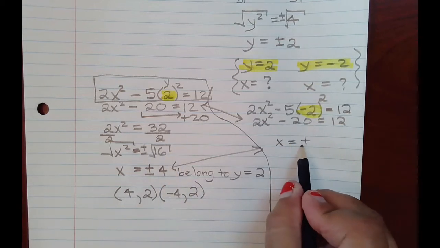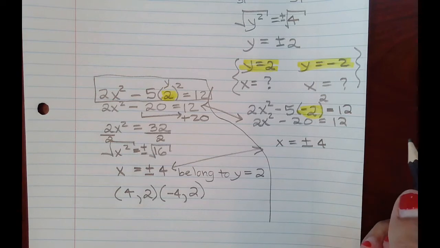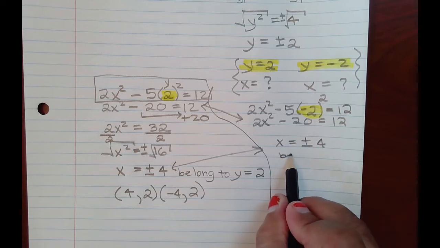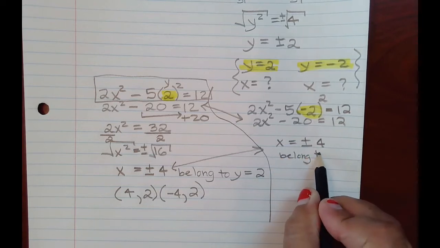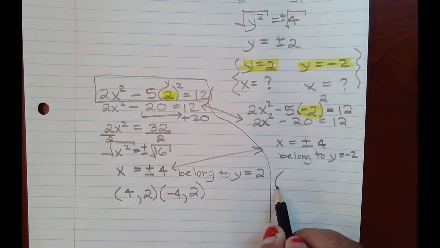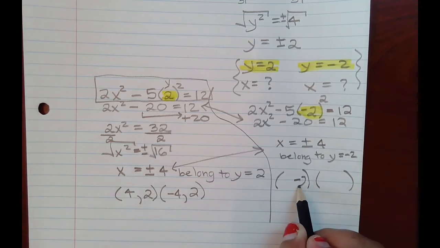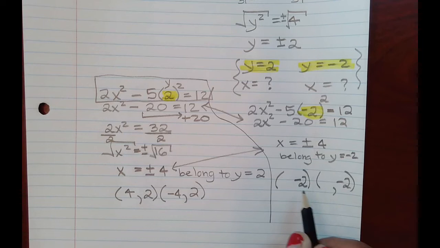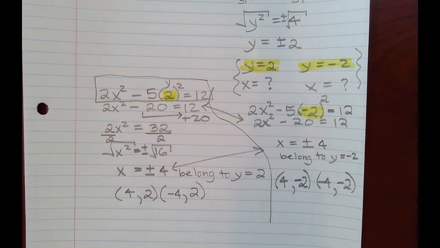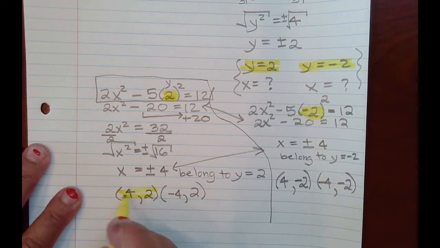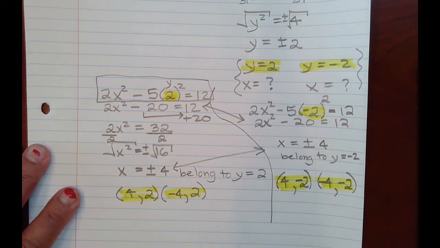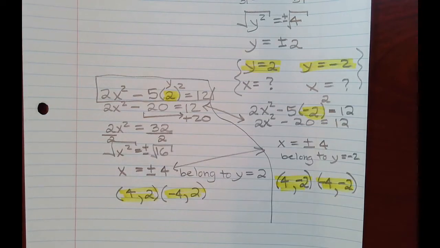x is equal to plus or minus 4. But that still gives you 2 brand new solutions, because both of these answers belong to y equal to negative 2. So you really do get 2 more answers. When y is equal to negative 2, you get the same x values, 4 and negative 4. So altogether, there are 4 answers. There's positive 4, 2. There's negative 4, 2. There's positive 4, negative 2. And negative 4, negative 2. 4 completely different answers.